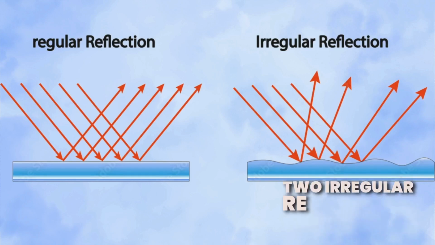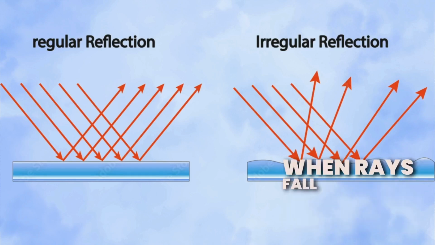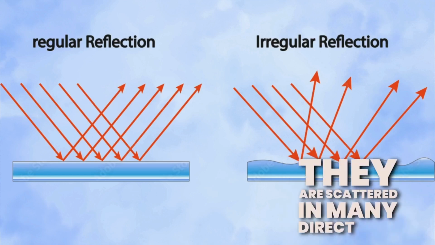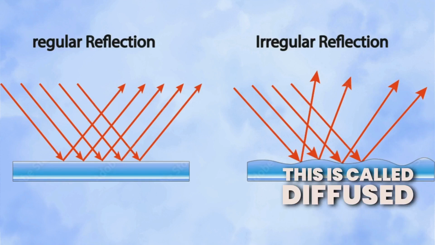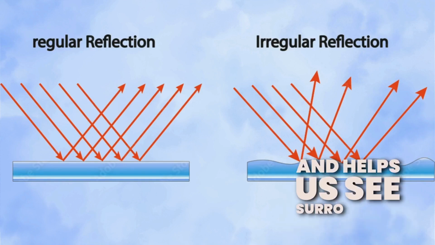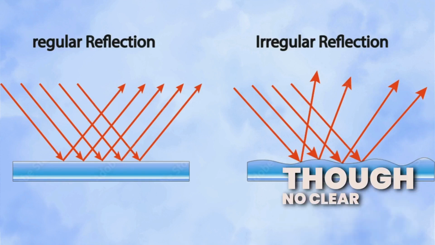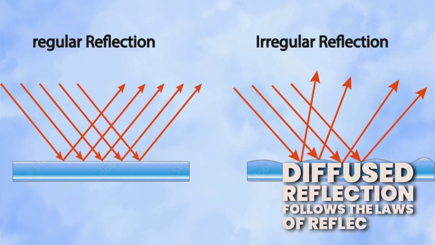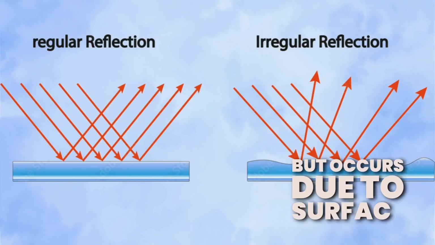2. Irregular reflection. When rays fall on a rough or uneven surface, they are scattered in many directions. This is called diffused reflection and helps us see surrounding objects, though no clear image is formed. Diffused reflection follows the laws of reflection but occurs due to surface irregularities.